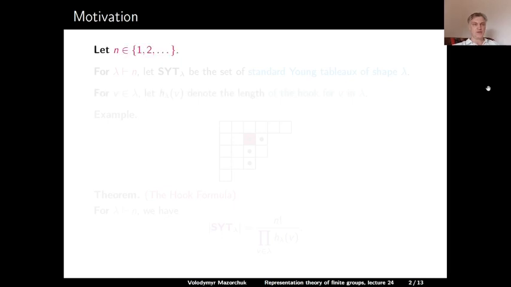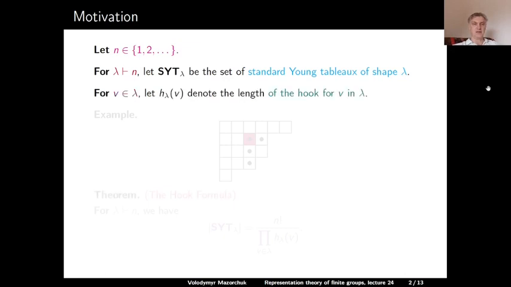Let n be a positive integer. For a partition lambda of n, consider the set SYT lambda of all standard Young tableaus of shape lambda. For a box V in lambda, let H lambda of V denote the length of the hook for the box V in lambda. The hook for V consists of all boxes to the right of V in lambda and all boxes below V in lambda.